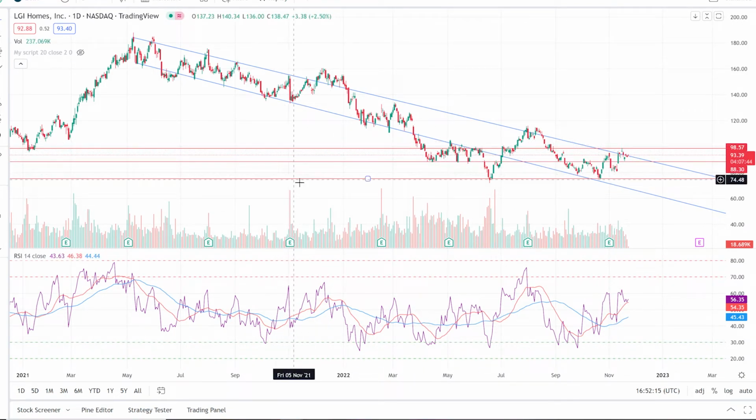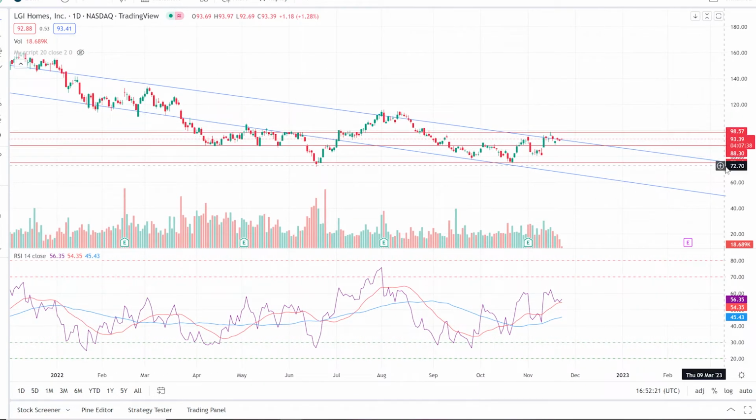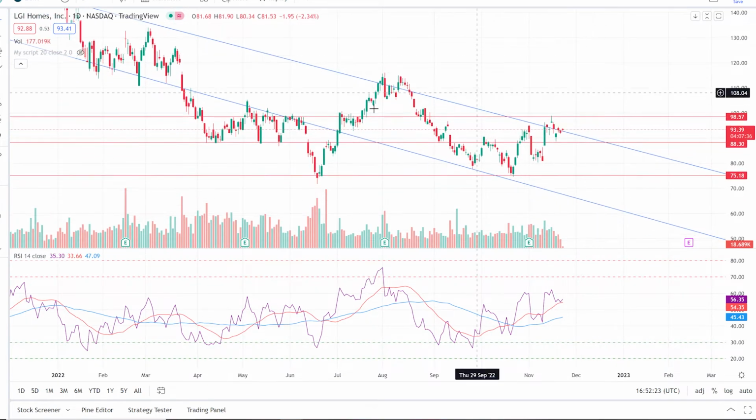These red horizontal lines are support and resistance levels. You can see, let's zoom in now a bit here. We've had a bit of bouncing around with these levels, and we came down here, which then became another support level. So now the company's trying to stay above this downward trend line.